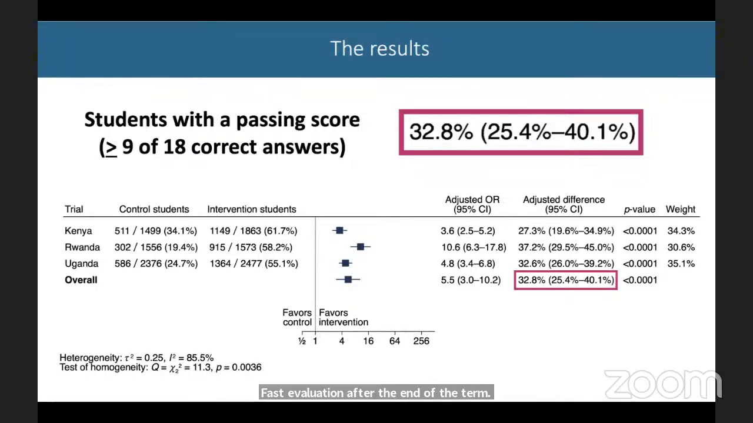So overall, in the 3 countries, the intervention was effective in Kenya, Rwanda, and Uganda, almost in equal percentages. In Kenya, about 27% more students passed the test, and the same applies to Rwanda and Uganda. The overall effect was that 32.8% more students had passed the test. And it was clear that the intervention worked.